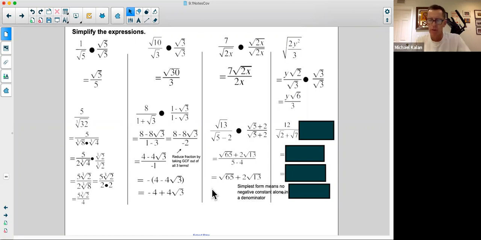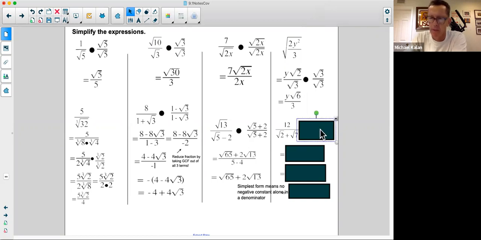12 over root 2 plus root 7. Is there anything we can do to simplify any of those? No. And remember, you can't just cross out the 12 and the 2, because one's under a radical sign and one's an outie. And all three terms would have to have a common factor, like we saw over here with the 8, the negative 8, and negative 2.